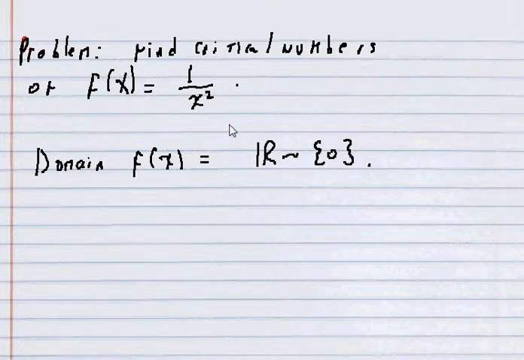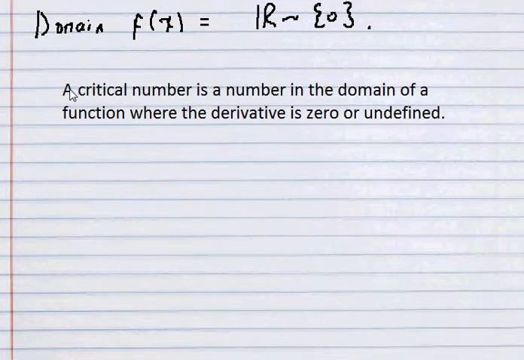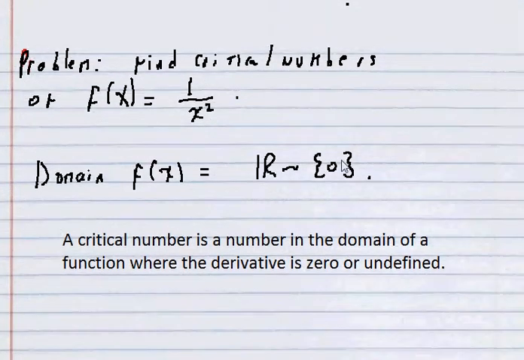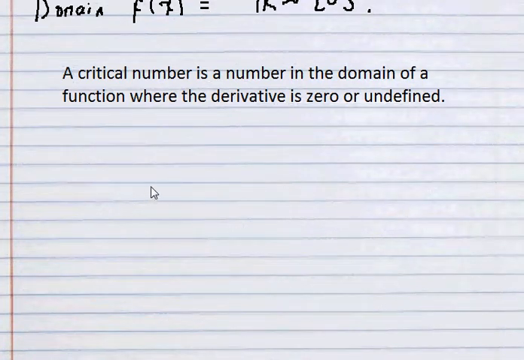Okay? Now, let's recall what a critical number is. A critical number is a number where the derivative of the function equals 0, or where the derivative of the function is undefined, but that number has to be in the domain of the function. So a critical number is a number in the domain of a function where the derivative is 0 or undefined. Obviously our function has a domain R minus 0, and so now what we have to do is find the derivative of our function, and we will do that.